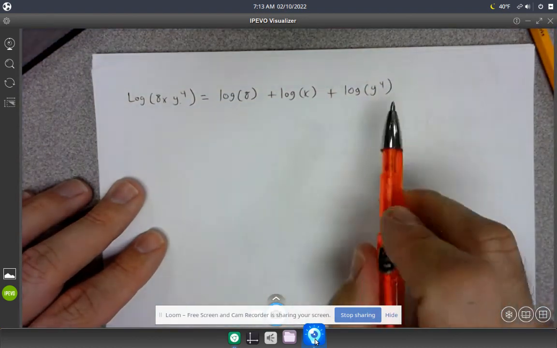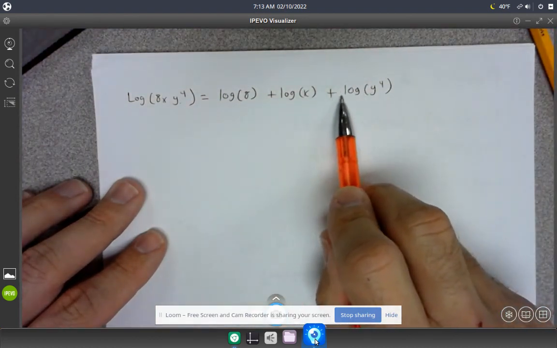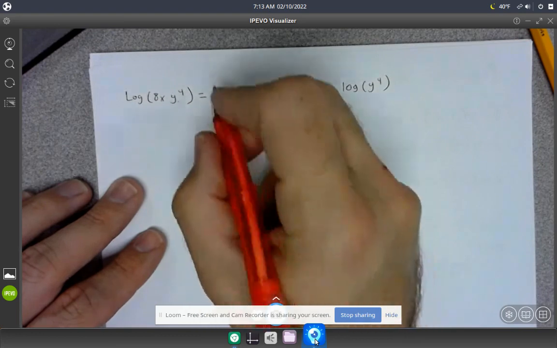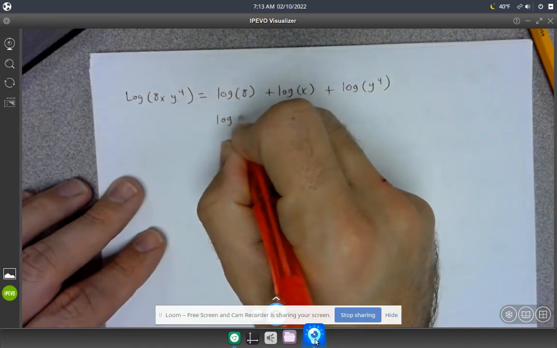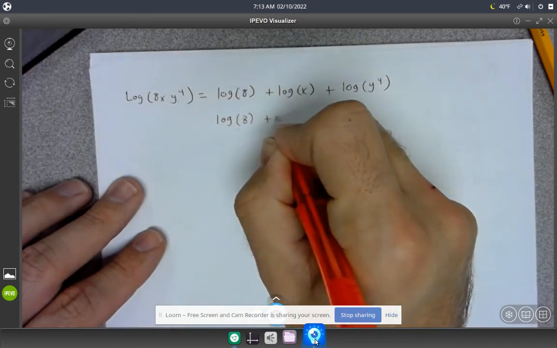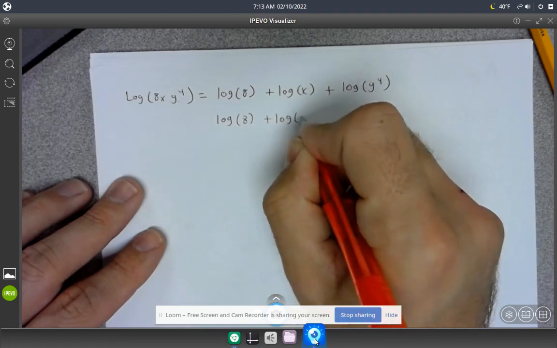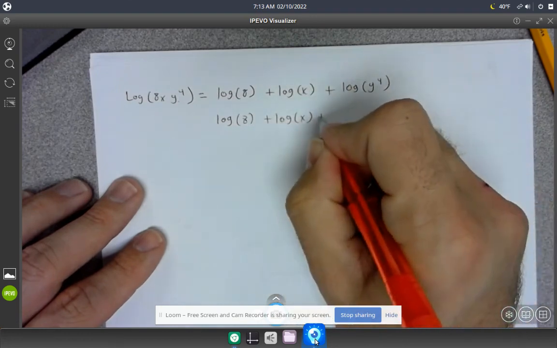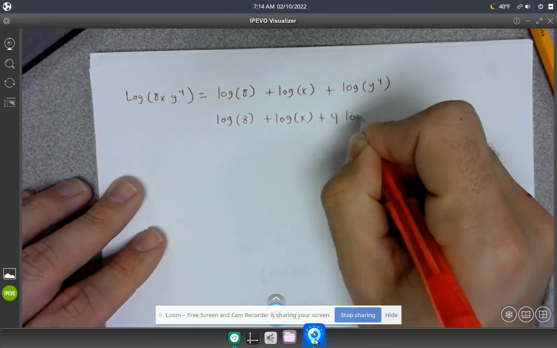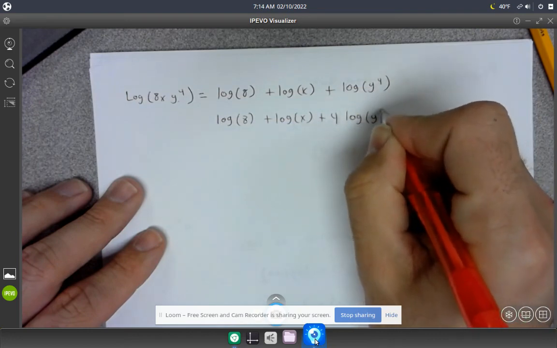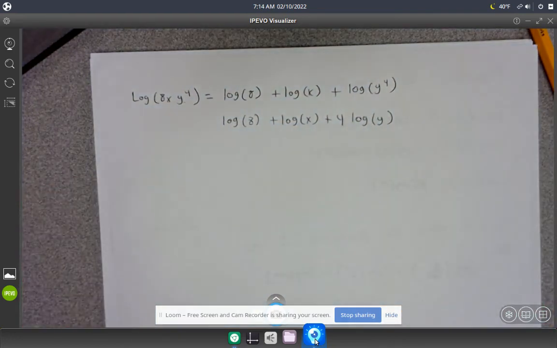And then the last thing that I can do is I can take this exponent and bring it down front. The log of 8 will not simplify. Log x, and then plus 4 log y. Okay, that's all I can do with that one.